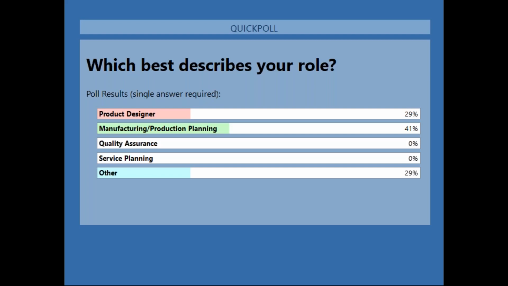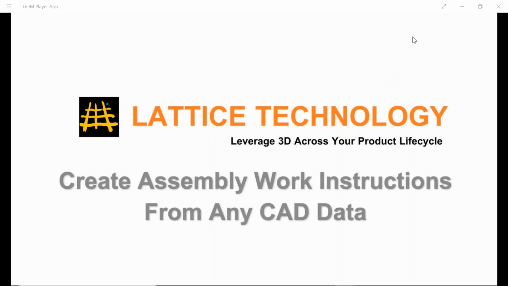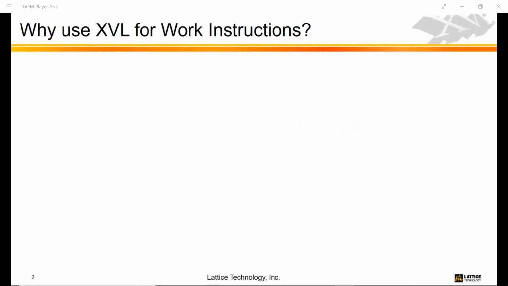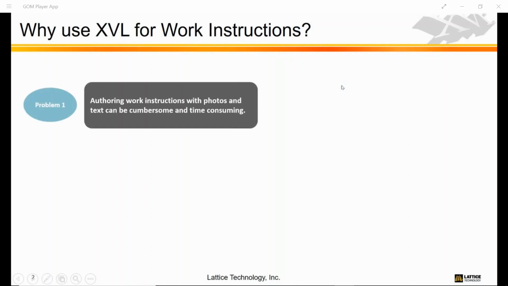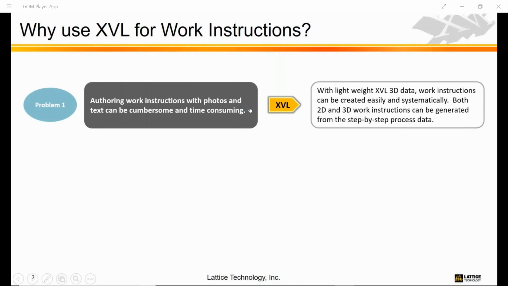All right, thanks very much, Mark, and thanks everyone for your attention. Today we're going to talk about how to use any CAD data to produce work instructions using XVL. First of all, why use XVL for work instruction? Well, XVL has several advantages over the traditional method of authoring work instructions using photos and text. As you may know, that can be a cumbersome and time-consuming process. But with lightweight XVL 3D data, you can author work instructions easily and systematically, and you can create both 2D and 3D work instructions from the same step-by-step process data.